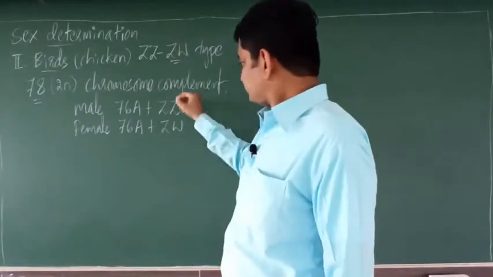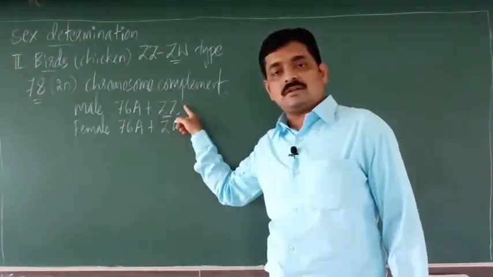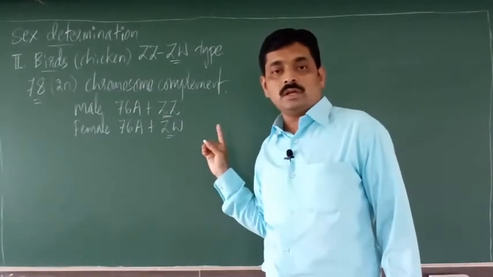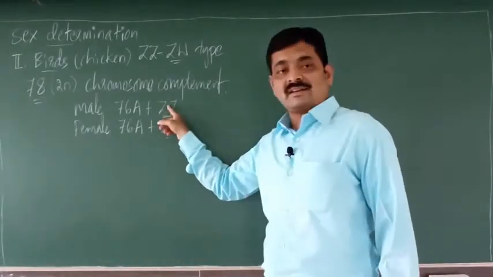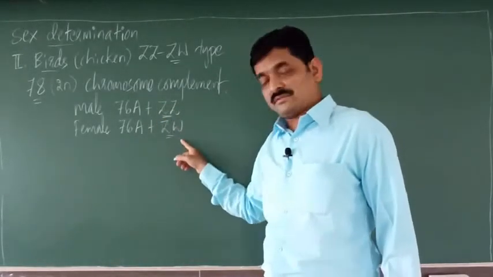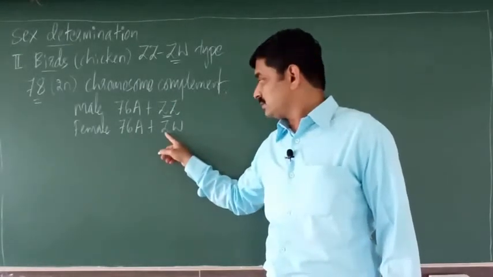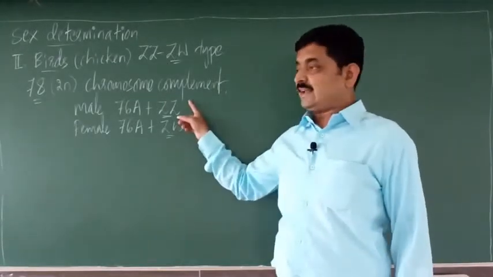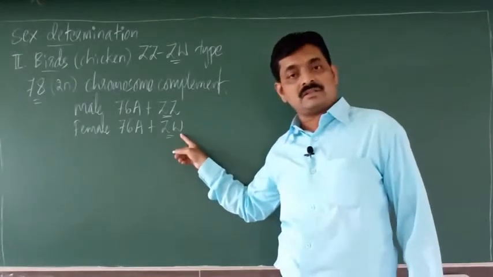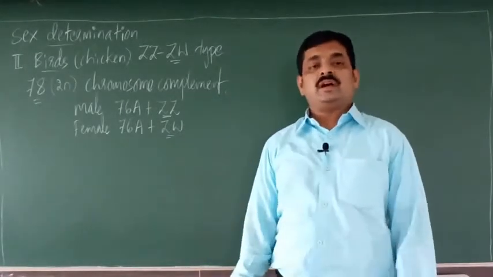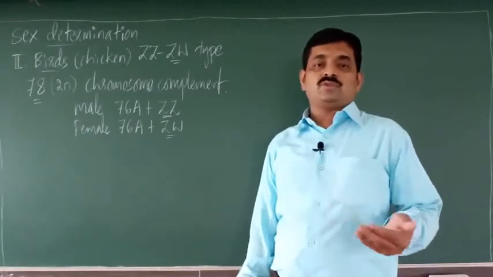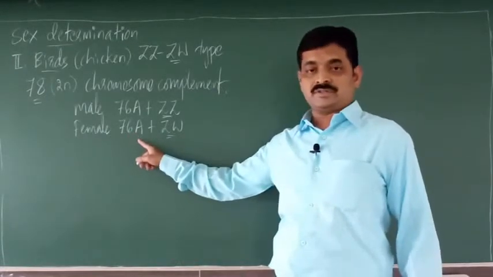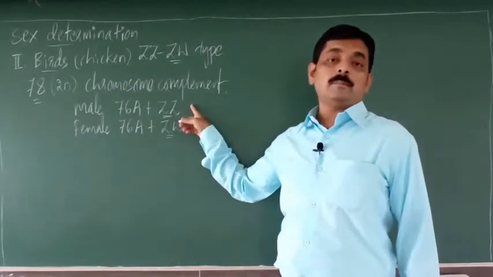Now here in males there are two Z chromosomes, in female there is one Z and one W chromosome. So two sex chromosomes here, they are similar in case of male birds. In case of female birds, the two sex chromosomes are not same, they are dissimilar. So here you can observe heterogamity and homogamity, right? Heterogamity is observed in female birds, homogamity is observed in male birds.